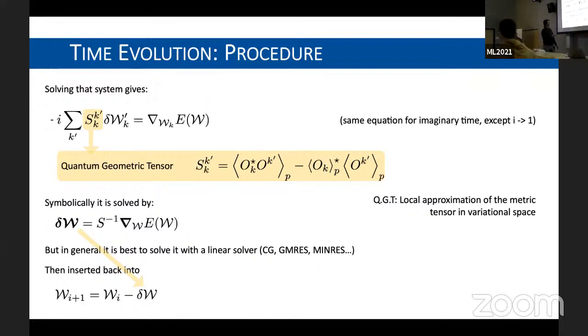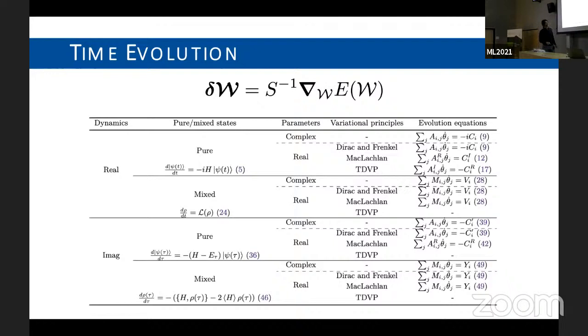So if you do the algebra here, depending on whether your network, so your ansatz, has real or complex parameters, you might find that the equations are that one for complex parameters, or one where you see the real part of both the S_kk' term and the gradient term. The reason for that is that there are actually two ways to define the time-dependent variational principle, let's say the variational principle we are using.